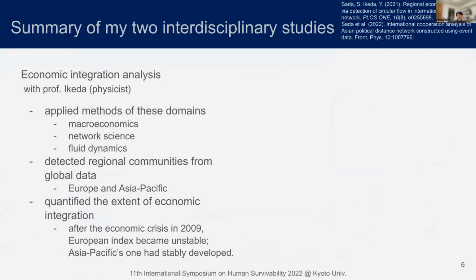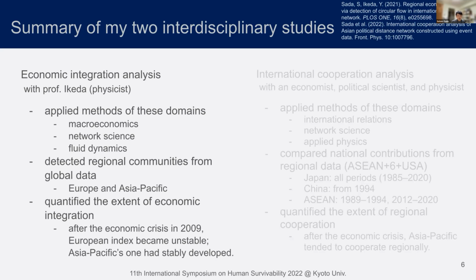Economic integration analysis was conducted with Professor Ikeda, a physicist at GSAIS. We applied methods from 3 domains: macroeconomics, network science, and fluid dynamics. We detected 2 communities, Europe and Asia Pacific, from global data and quantified the extent of economic integration in the communities. The results showed the European index became unstable after the economic crisis in 2009. On the other hand, the Asia Pacific index had stably developed.